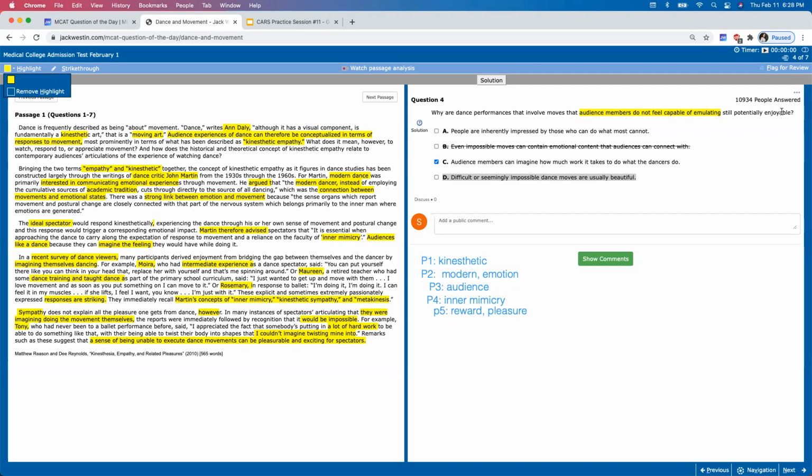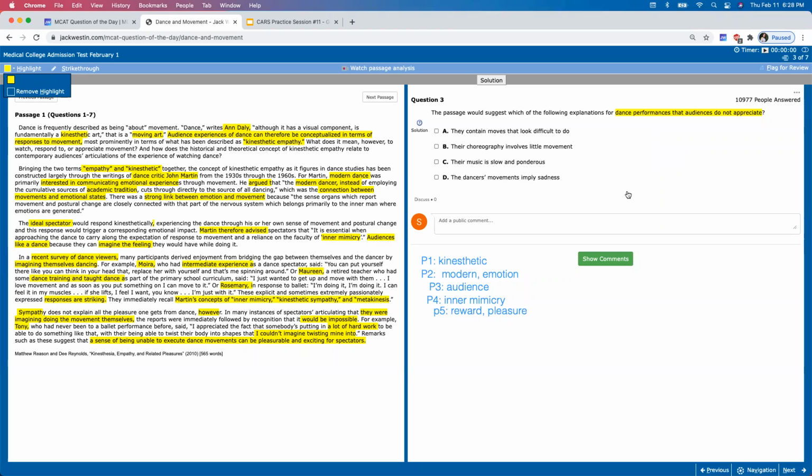If anyone has any other input on that question, please feel free to comment about that. What do you guys think between A and C? Okay, great.